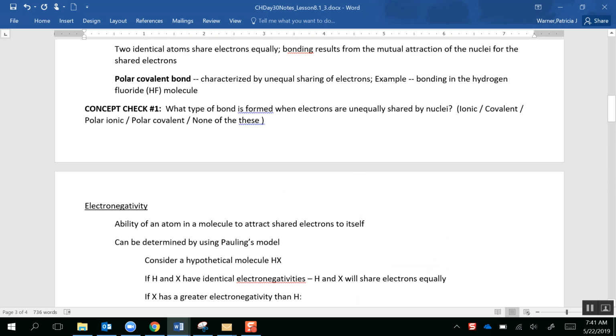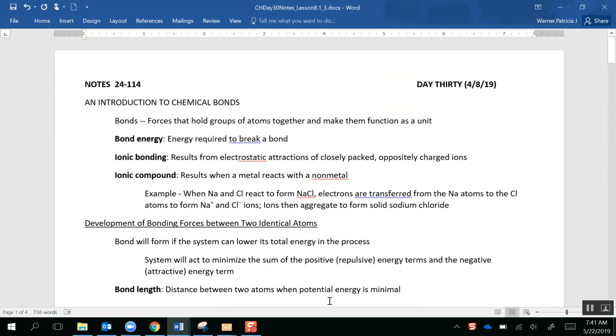Today we're going to talk about chemical bonds, and we're going to start by talking about ionic bonds. First, bonds in general are just forces that hold groups of atoms together and make them function as a unit. And any energy required to break a bond is called bond energy, because in a molecule, the energy is found in the bonds of the molecule.